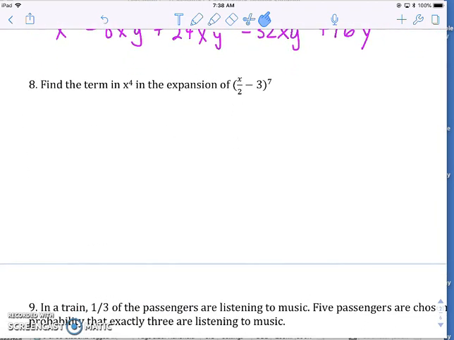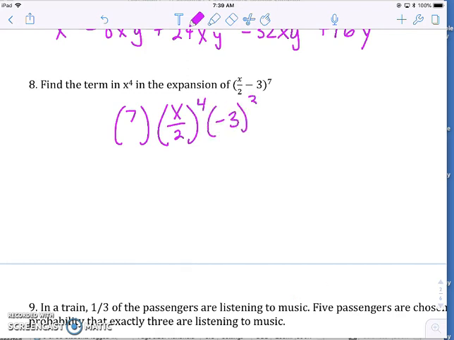In number 8 here, find the x to the fourth expression. So 7 choose something. X divided by 2, that has to be to the fourth, times negative 3 to the third. So 7 choose 3. And I don't know what that is. Let's see.